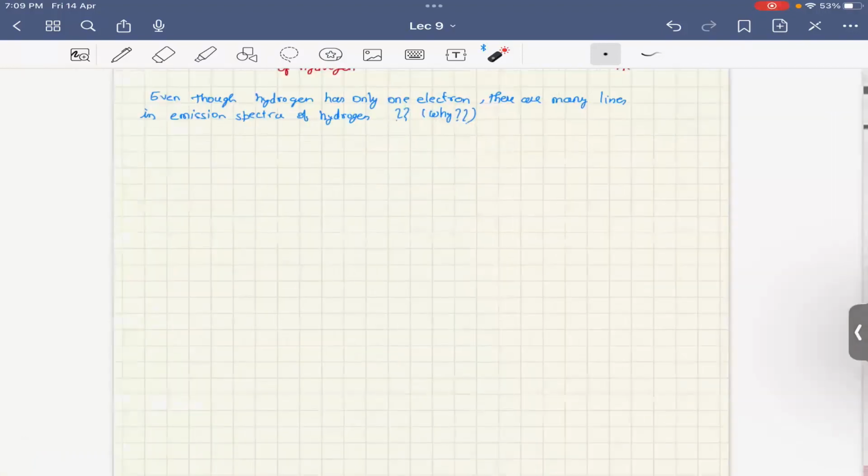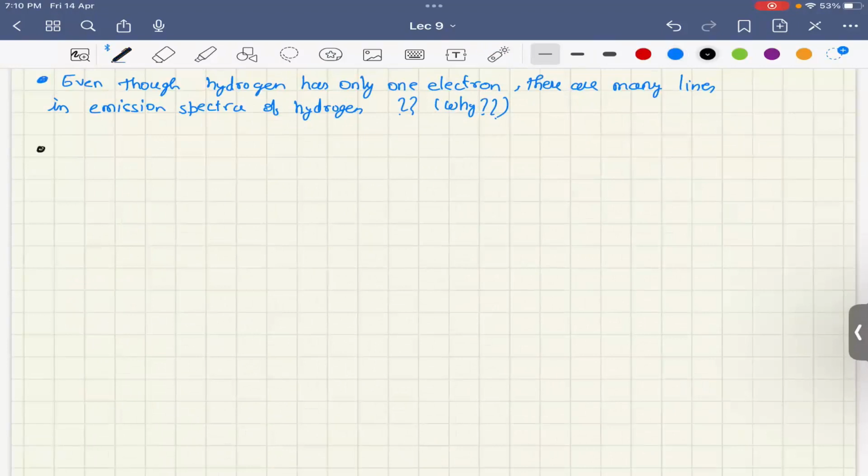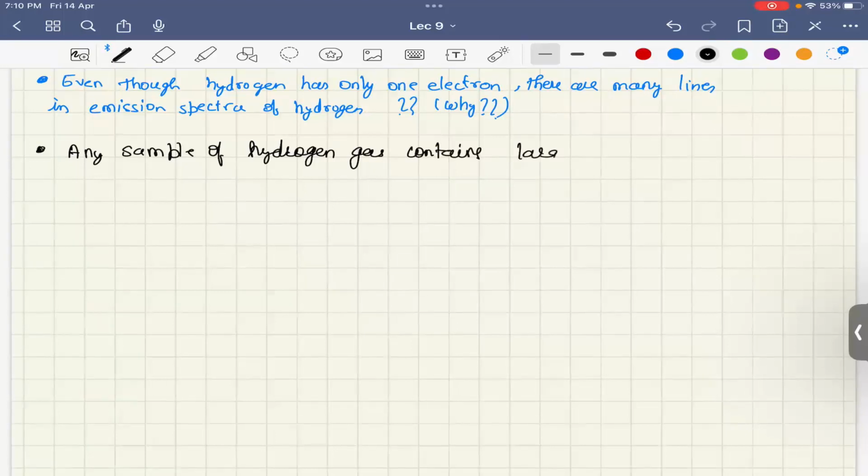So let us write this down. This is one. Any sample of hydrogen gas contains a large number of atoms.